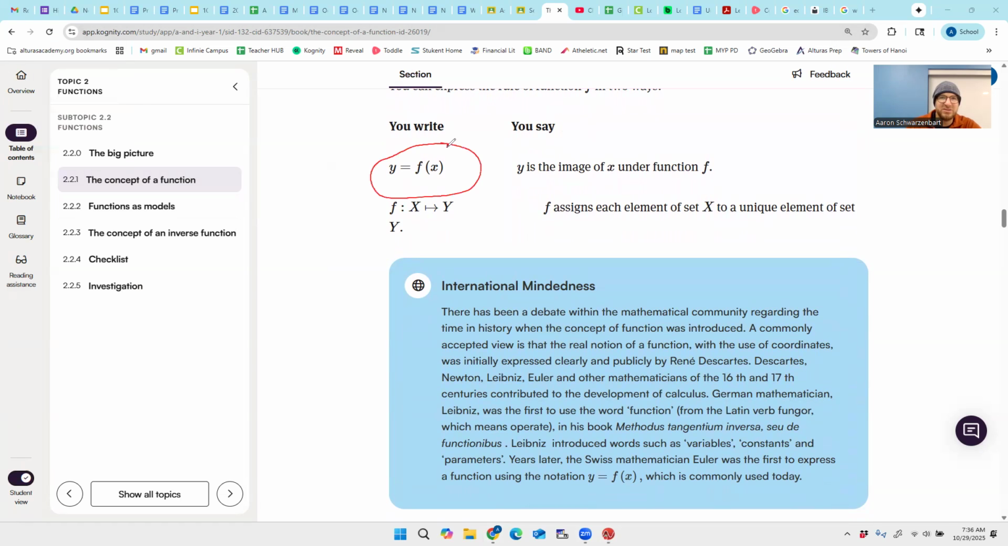This is the function notation you've always used. This is a little bit higher college level set notation. A function from the set of numbers x to the set of numbers y means each element in x maps to a single element in y.